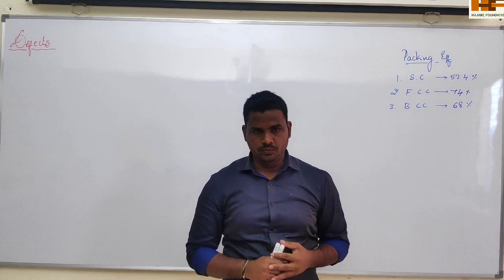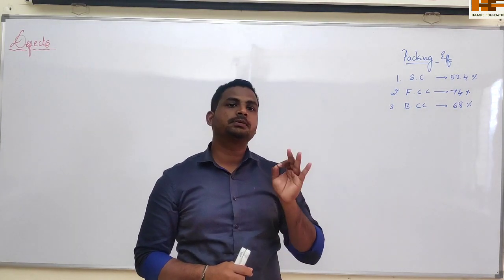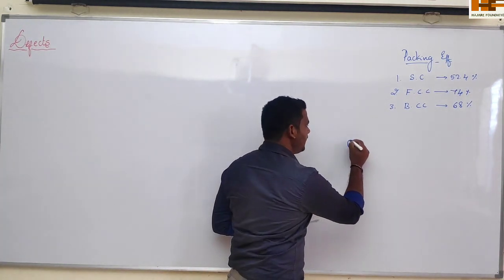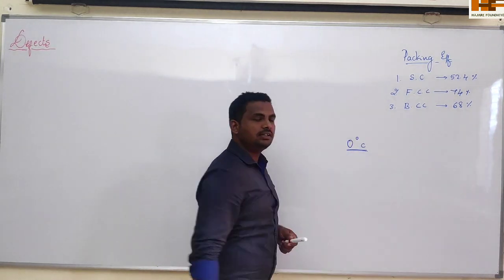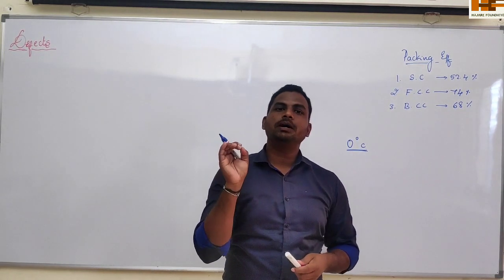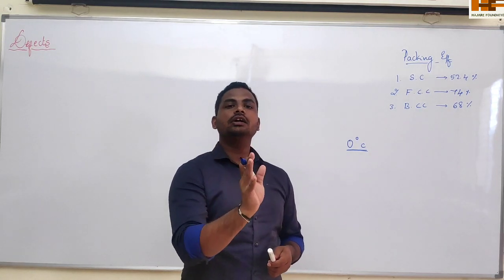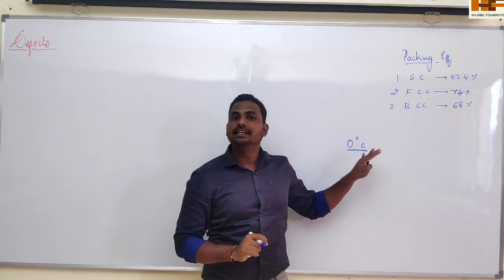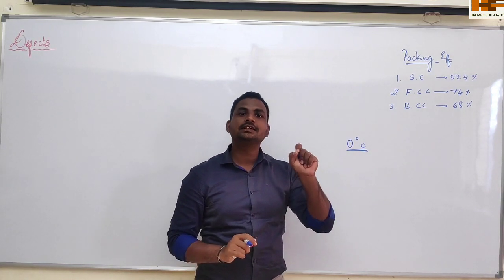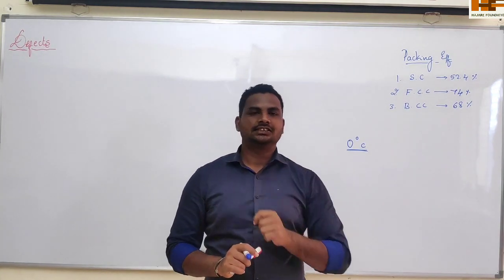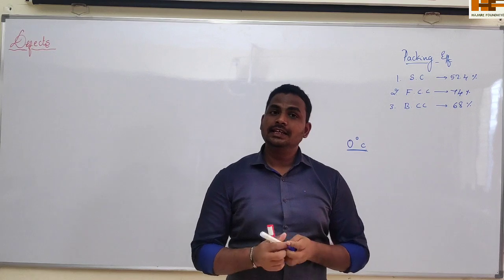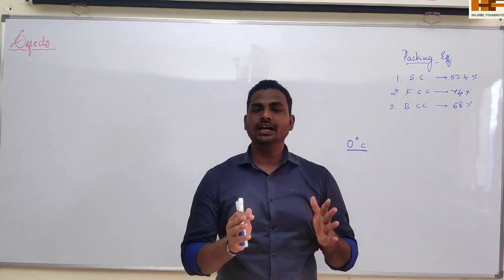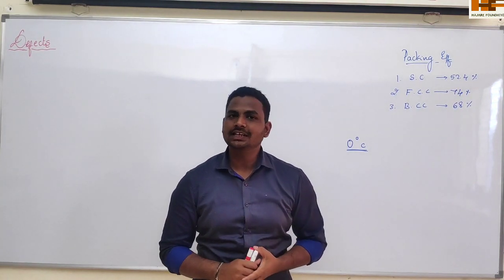But this is only true when the crystalline solid is at 0 degrees Celsius. Only at 0 degrees Celsius are the constituent particles arranged in a regular pattern. But when there is a variation in temperature, meaning an increase in temperature, we can observe some defects in these crystalline solids. Defects means there is a missing or misplacement of the constituent particles in the crystalline solid.